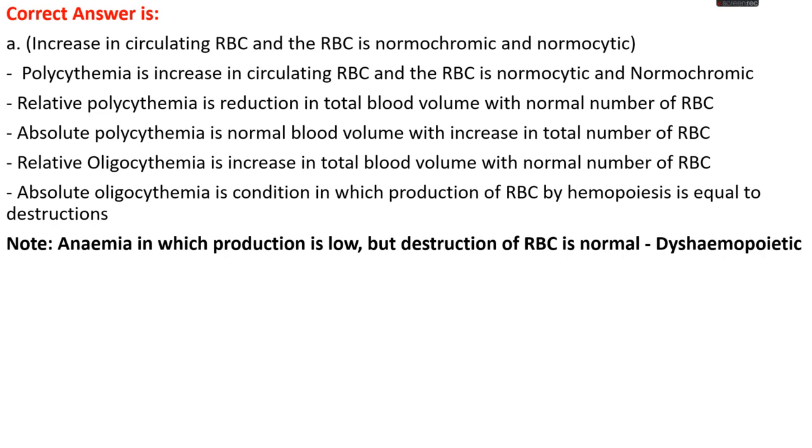Similarly, relative oligocythemia is an increase in the total blood volume with a normal number of RBC, while absolute oligocythemia is a condition in which the production of RBC by hemopoiesis is equal to the destruction of RBC. Okay. Note, anemia in which the production is low, but the destruction of RBC is normal, is known as dyshemopoietic anemia.